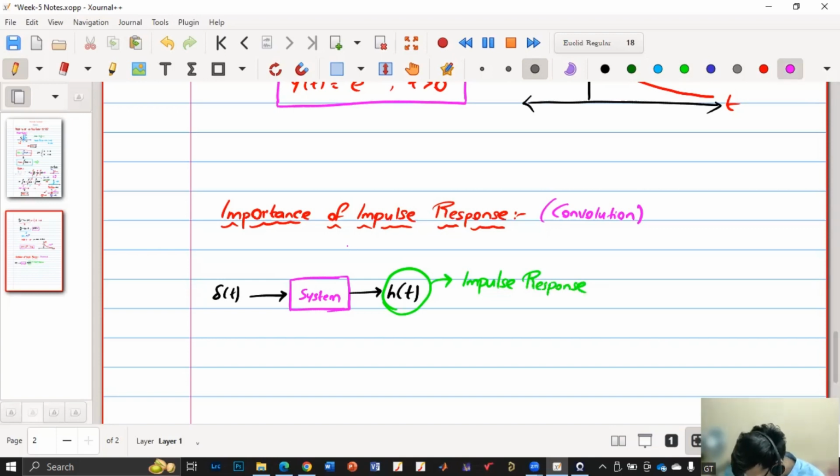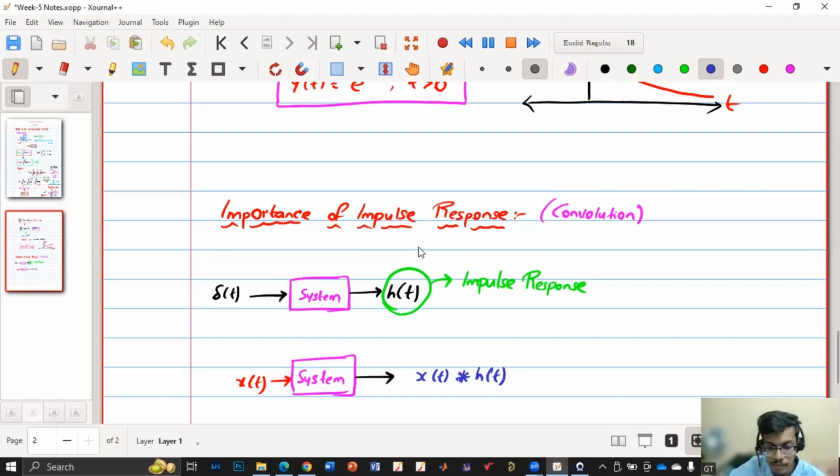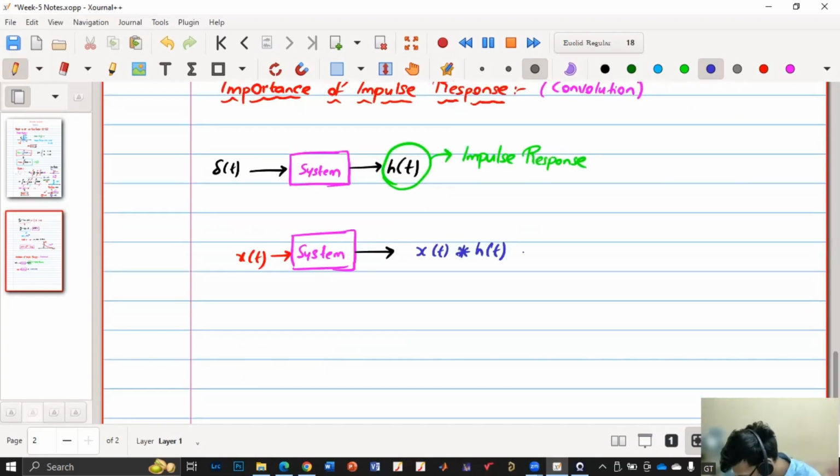Now for the same system, if the input is x of t, then the output can be written as something called x of t convolution h of t. Say the output is equal to y of t. y of t can be written as x of t convolution h of t, where this term is called convolution.